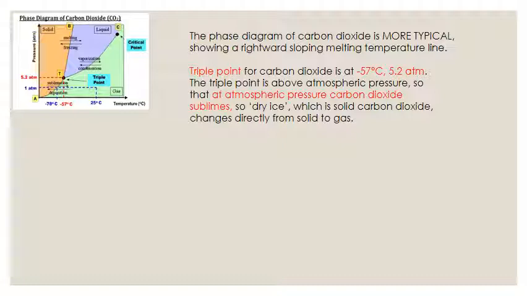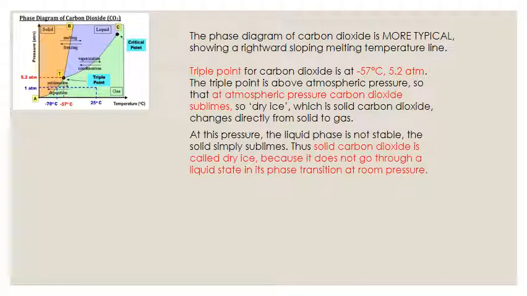So that's why pada below 5.2 atm, which is pada standard 1 atm, solid CO2 boleh directly change daripada solid kepada gas. Tidak perlu melalui fasa liquid disebabkan triple pointnya adalah pada 5.2 atm. At this pressure, the liquid phase is not stable. The solid simply sublime. The solid carbon dioxide is called dry ice because it does not go through a liquid state in its phase transition at room temperature.